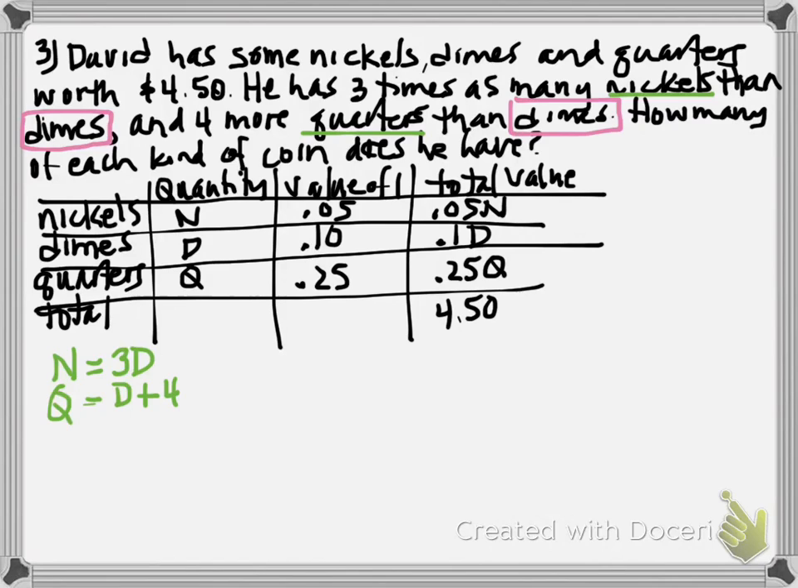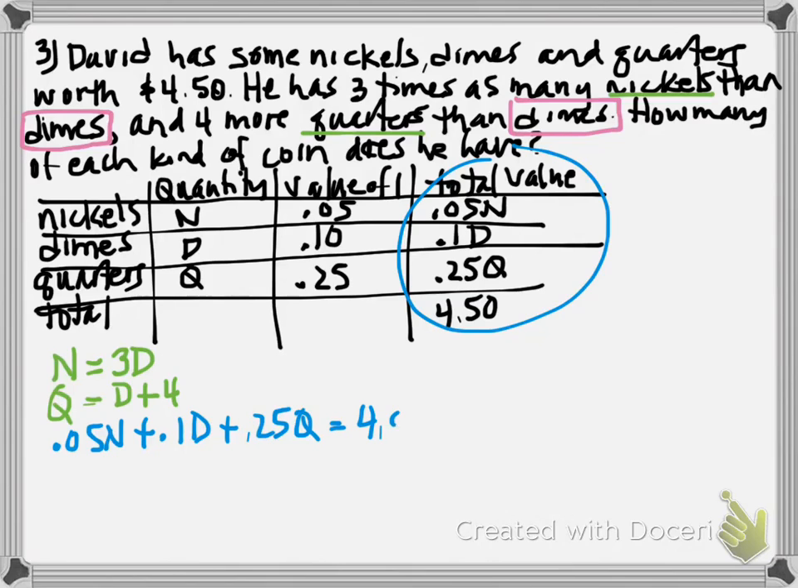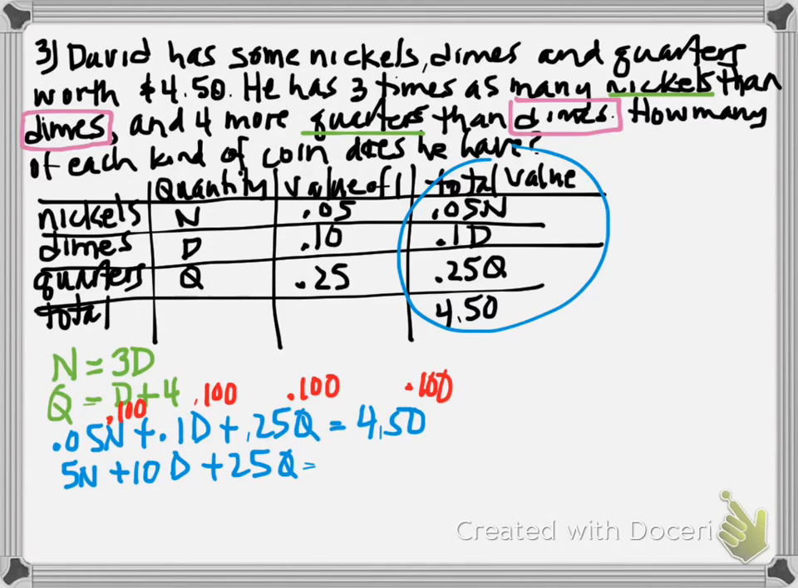Now, we need another equation, and that other equation is going to come from the total value column. So we have 0.05N plus 0.1D plus 0.25Q equals 4.50. And so what I'm going to do is get rid of decimals by multiplying by 100. So basically we're going to change all of these from being in terms of dollars to being in terms of cents. So that gives us 5N plus 10D plus 25Q equals 450.